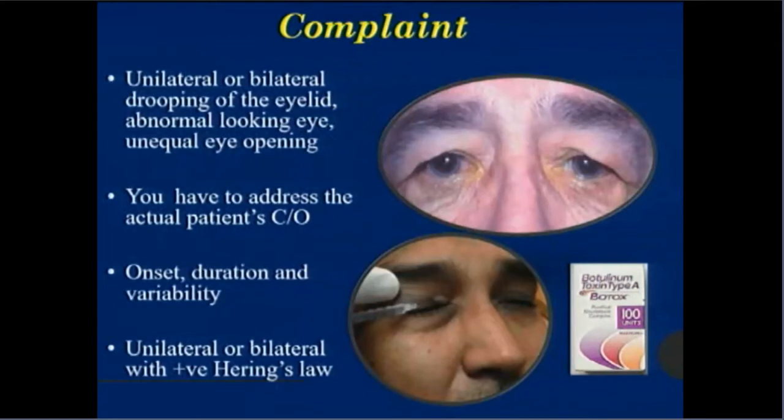It is very important to ask about the onset, duration and variability. If you miss the variability from the history, you're going to miss myasthenia gravis. Myasthenia gravis is only detected by careful history taking from the patient. Also, if the patient has unilateral ptosis, always consider Hering's law, and we'll see later how to assess Hering's law.